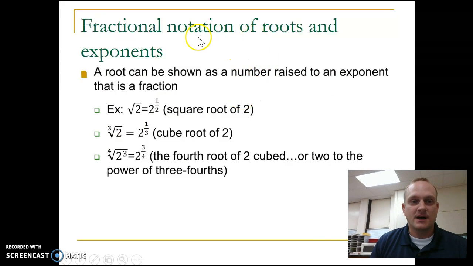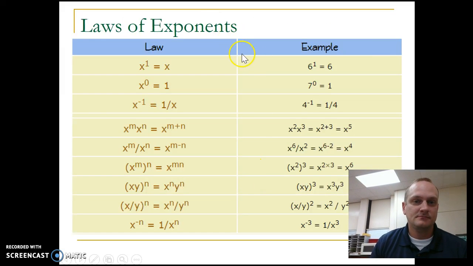We can also express roots and exponents as fractions. So the square root of 2 is 2 to the 1/2. The cube root of 2 is 2 to the 1/3. The fourth root of 2 to the third power, right? This is 2 raised to the 3 divided by 4. So I have 3/4 in the exponent.